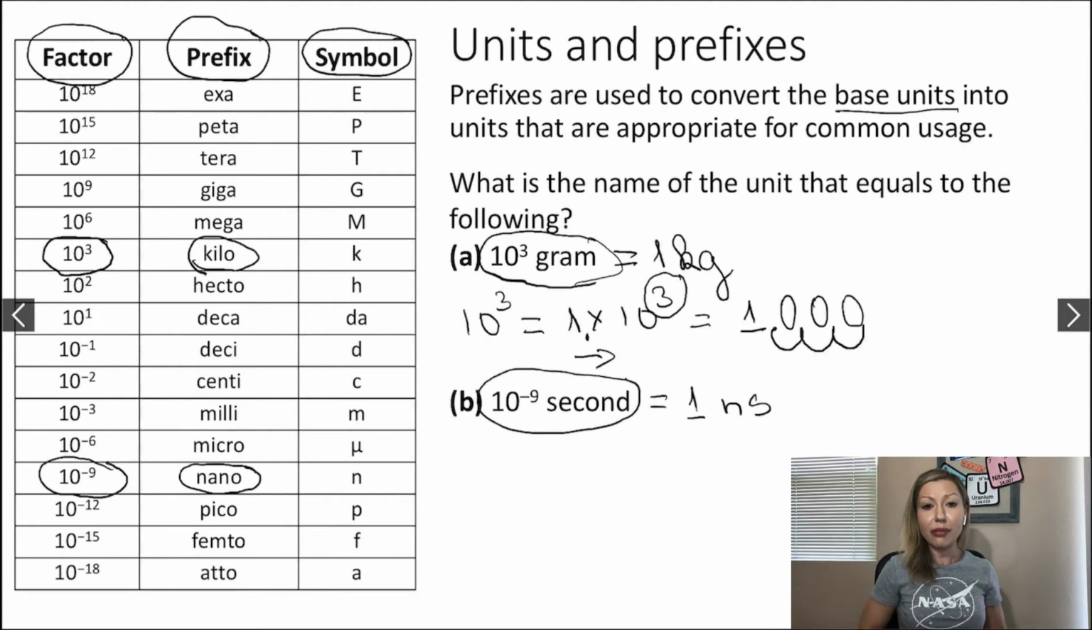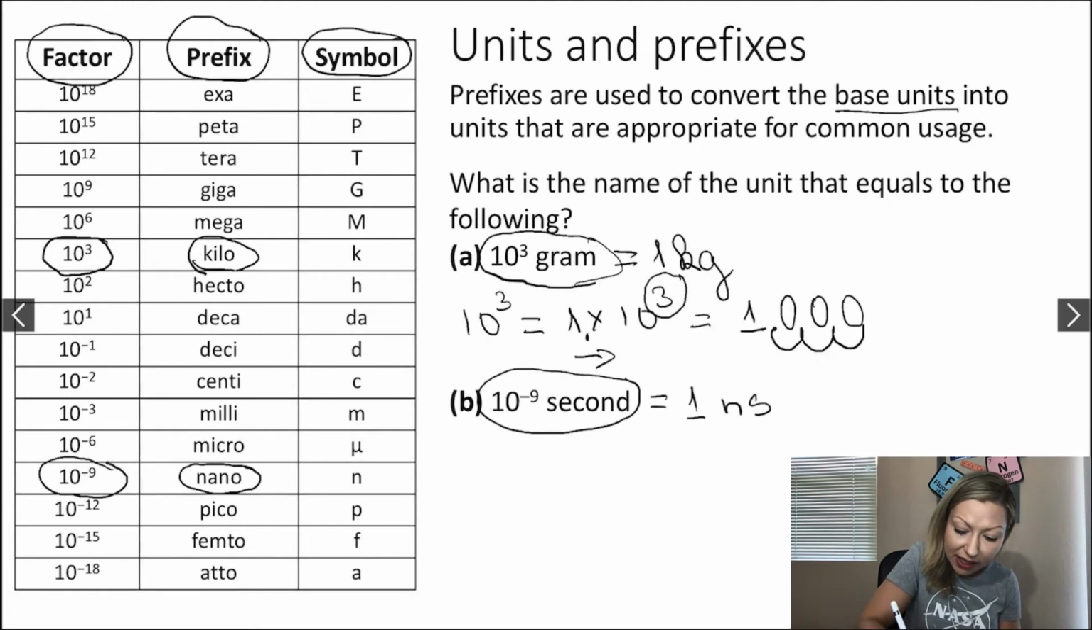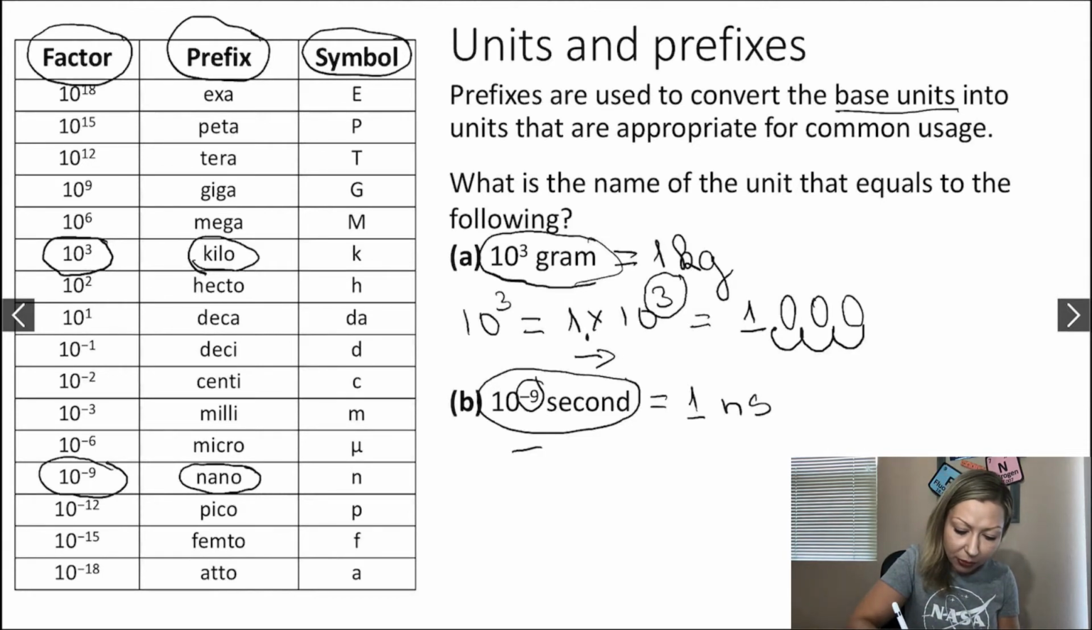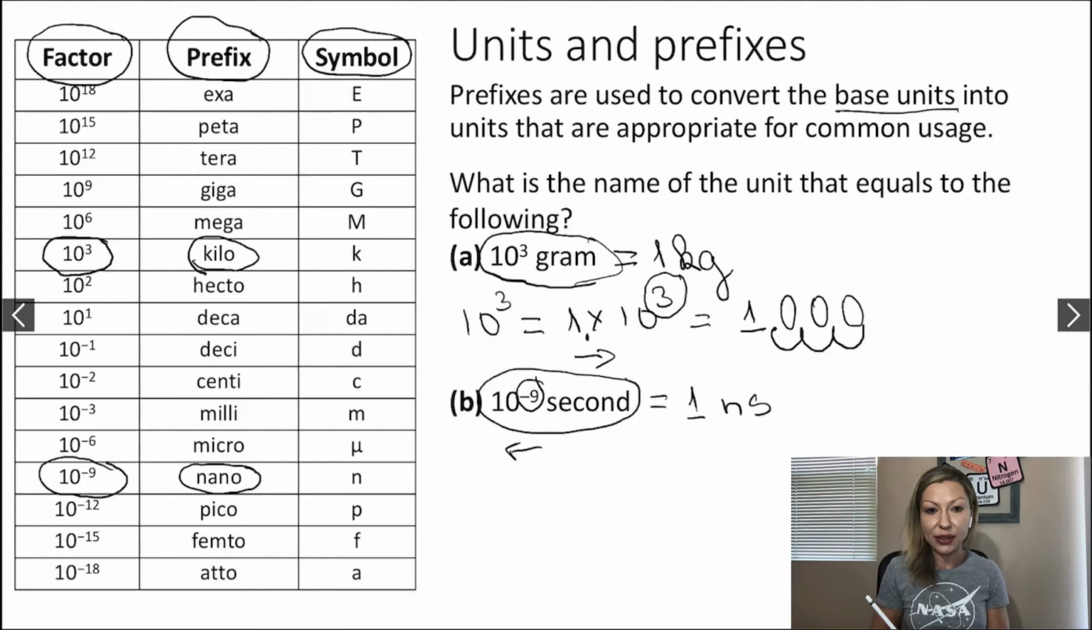Okay? So how can we understand 10 to the negative 9th? Similarly, to 1 times 10 to the negative third, here we are going to assume that it is 1 times 10 to the negative 9th. However, because the exponent is a negative number, we will have to move the decimal place to the other direction, okay? So we will have to move the decimal place to that direction.